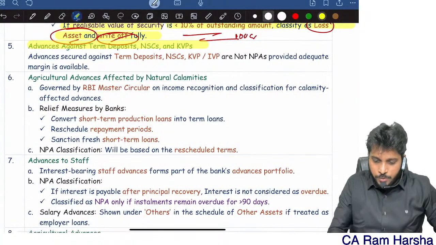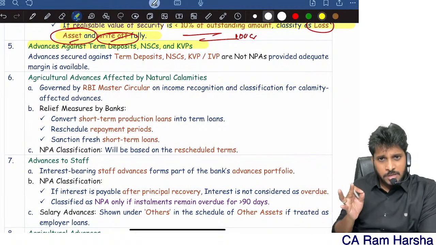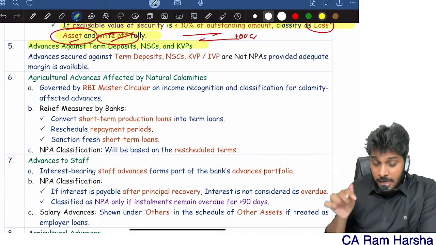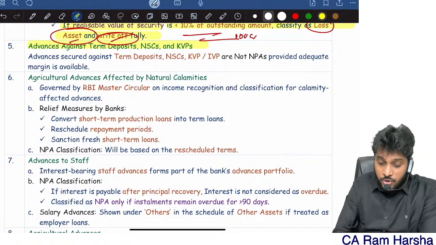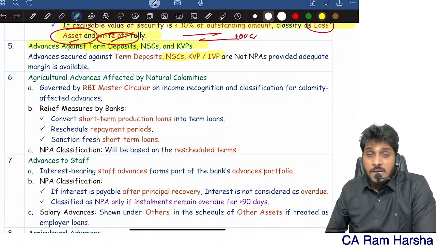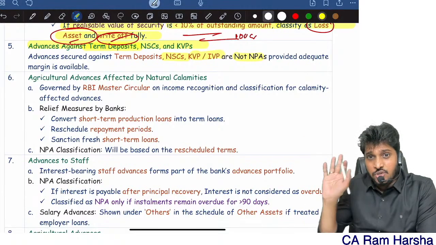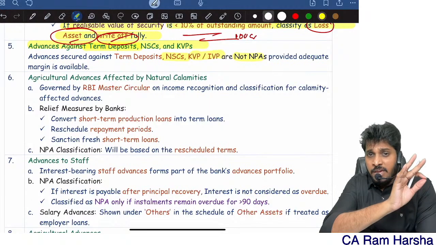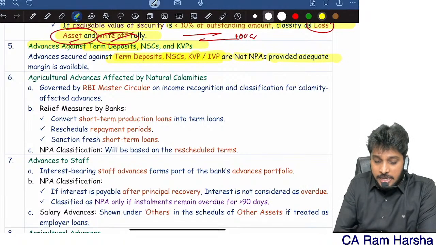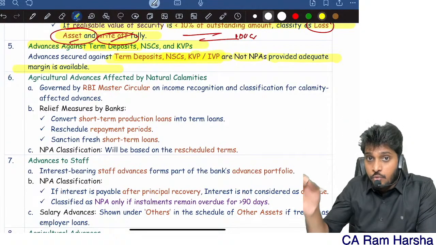Next, advances against term deposit, NSC, KVP. Generally, if a customer is not repaying for more than 90 days, straight away we will treat it as NPA, based on the record of recovery. But if the customer gave a security and that security is a term deposit, a National Savings Certificate, Kisan Vikas Patra or Indira Vikas Patra, then we will not classify the loan as NPA, even if overdue has crossed 90 days. We will not treat it as NPA so long as the loan is secured by them and adequate margin is available. Which means principal is treated as a standard asset, and interest is also recognized on an accrual basis.